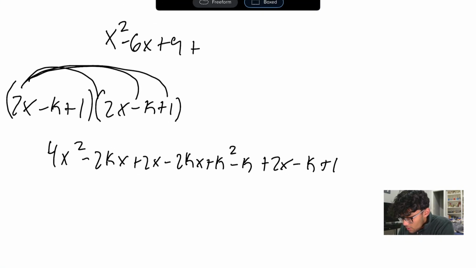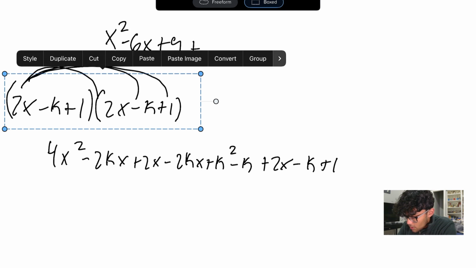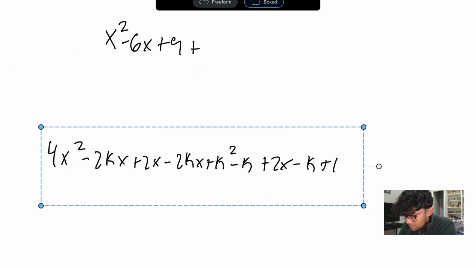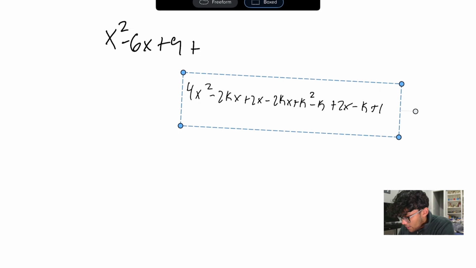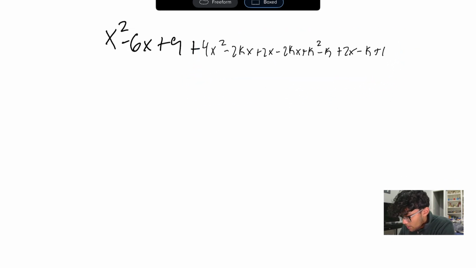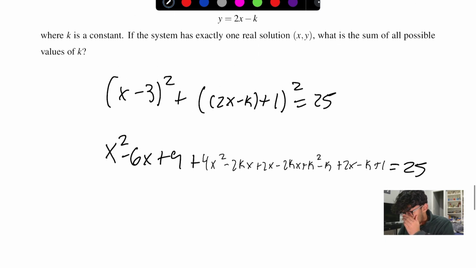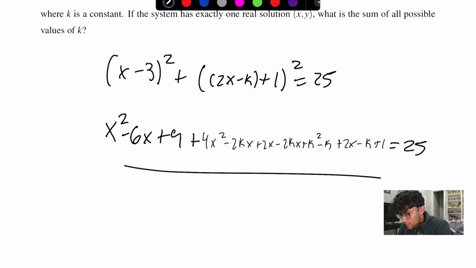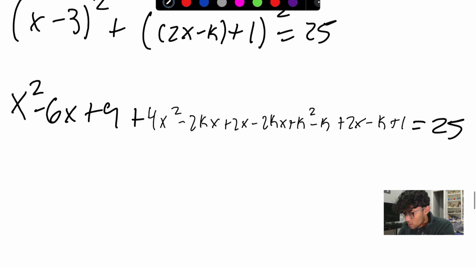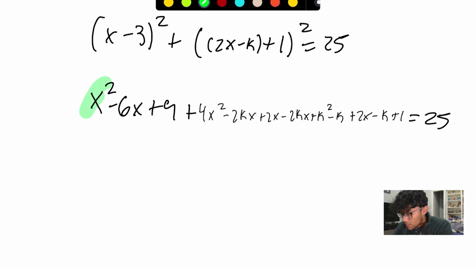Okay, now that I've simplified that, I'll get rid of this and put this back over here. I need to make that a little bit smaller. Put that back over there and set that equal to 25. So now we need to simplify this again. We need to simplify like terms in this equation. I think the easiest way is just to highlight which ones are like terms, and we just need to add those up.